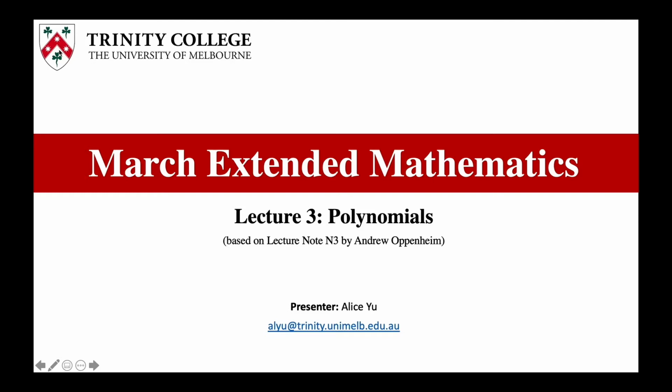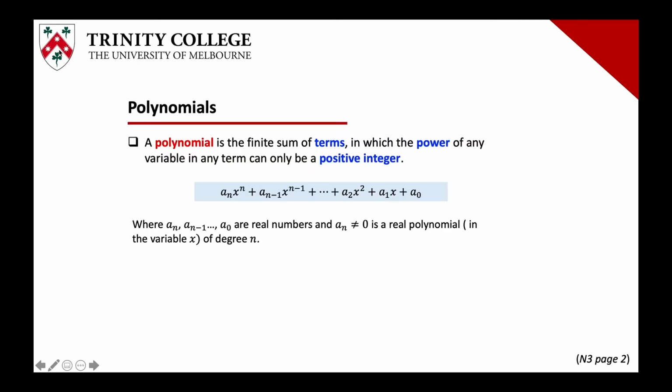on cubic functions. So based on the definition, a polynomial is the finite sum of terms in which the power of any variable in any term can only be a positive integer. So here I have given you a general expression, an example of a polynomial, which is in the blue box. You should have already seen this if you have read the course note.